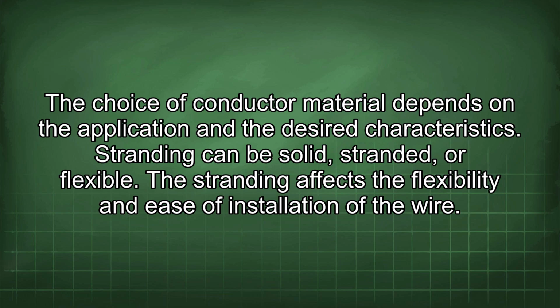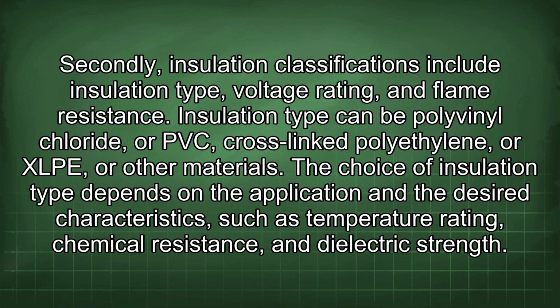Stranding can be solid, stranded, or flexible. The stranding affects the flexibility and ease of insulation of the wire. Secondly, insulation classifications include insulation type, voltage rating, and flame resistance. Insulation type can be polyvinyl chloride, or PVC, cross-linked polyethylene, or XLPE, or other materials.